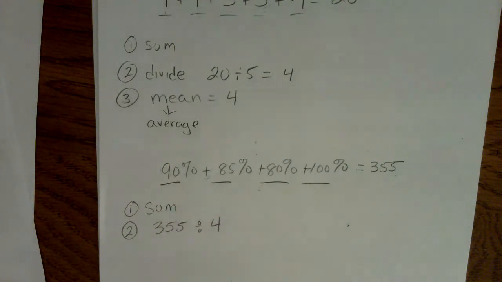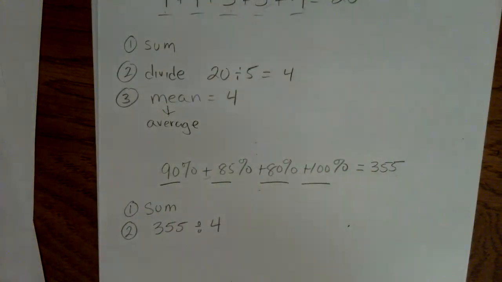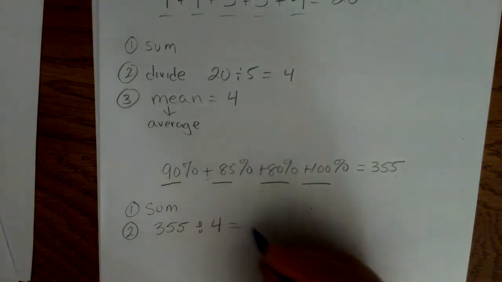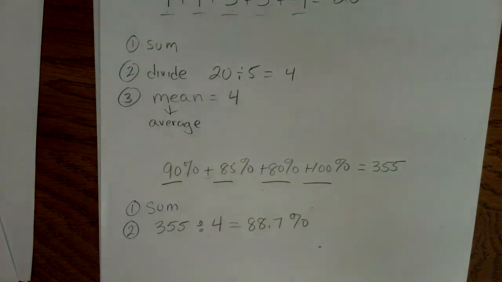Okay, it's okay if we don't get a whole number, and if you type into your calculator and get some crazy number where the decimal goes along, round to the nearest tenth is probably the best rule. So in this case, when I divide it out, I get 88.7%. It is not exact. It did end up going out to several decimals, but I rounded to 88.7.